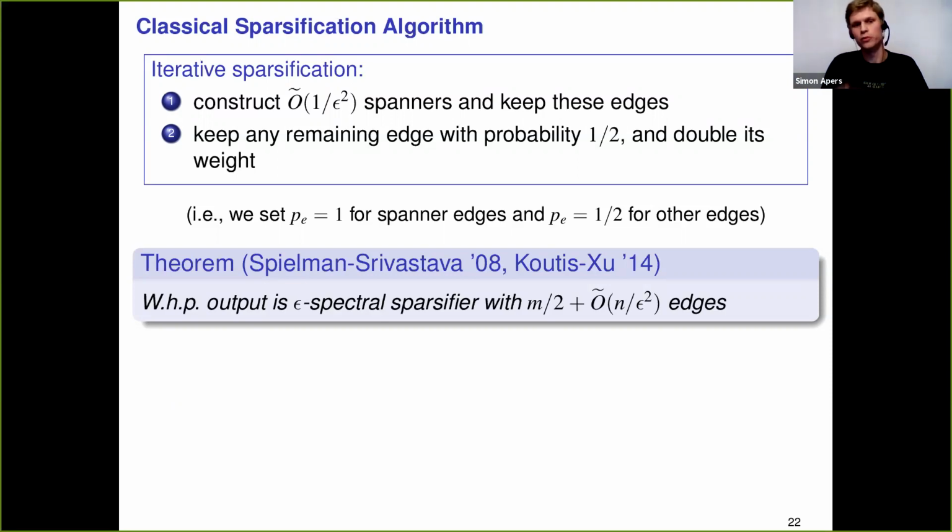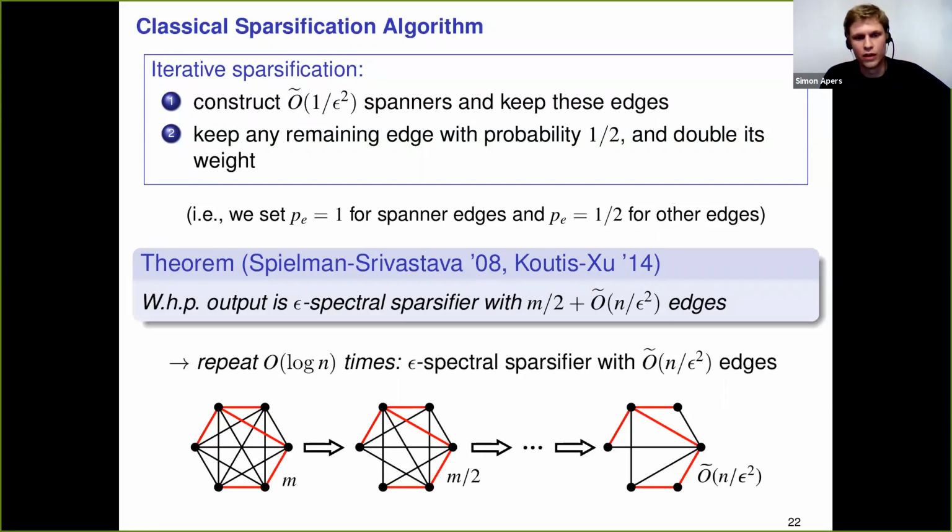Right, m over 2, because in step 2 we're downsampling by a factor 2, and then there's this extra overhead which comes from step 1. We construct O tilde 1 over epsilon squared spanners, and each spanner has size O tilde n. So if we repeat this process a logarithmic number of times, we get an epsilon spectral sparsifier of the original graph with O tilde n over epsilon squared edges.